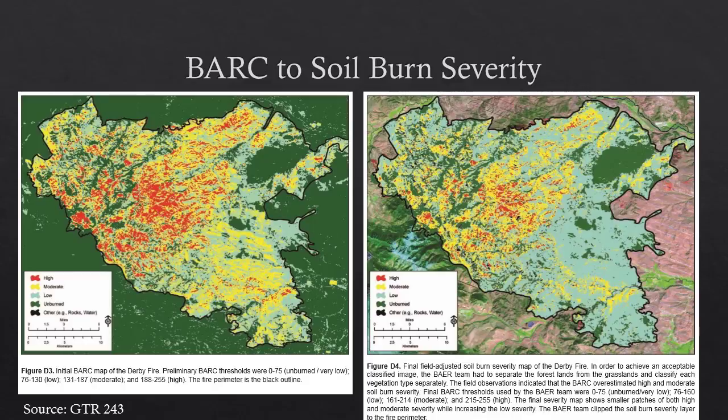A BARC map is delivered to a BAER team with standard thresholds assigned. 0 to 75 is unburned, 76 to 109 low, 110 to 187 moderate, 188 to 255 is high. And it could be the case that those thresholds are accurate to the conditions on the site. More often than not, though, field verification is needed to identify where those thresholds should be. After this correction process, the image can then be referred to as a soil burn severity map.